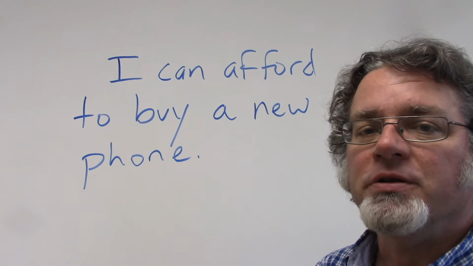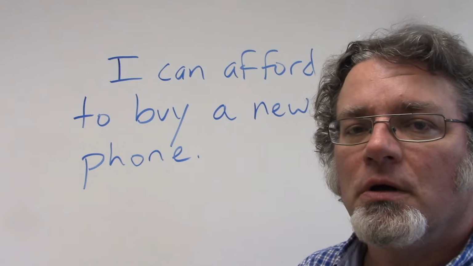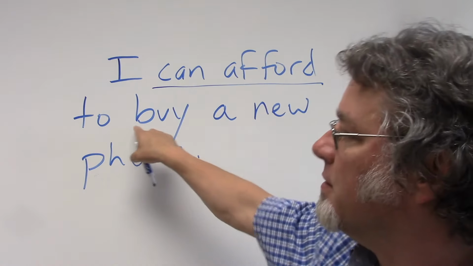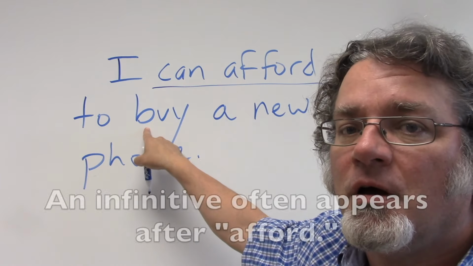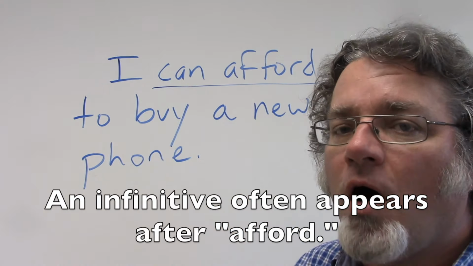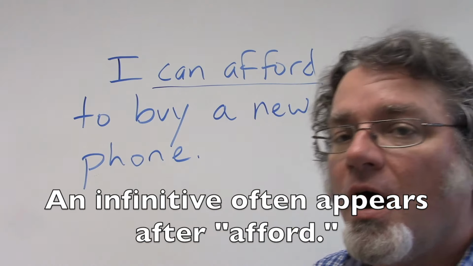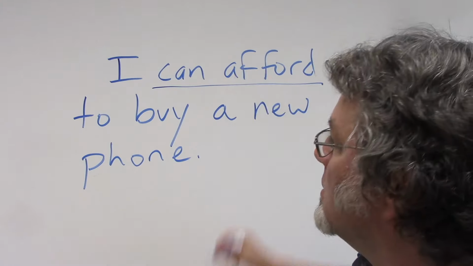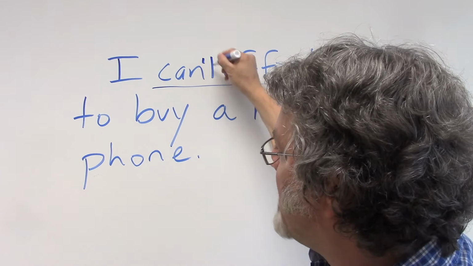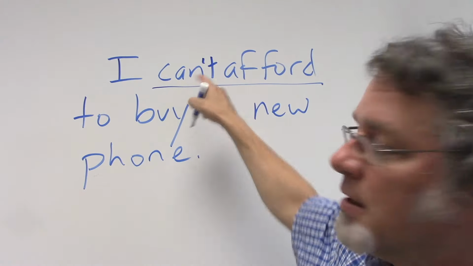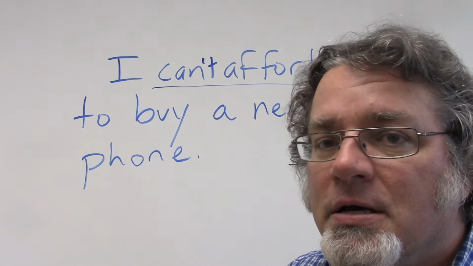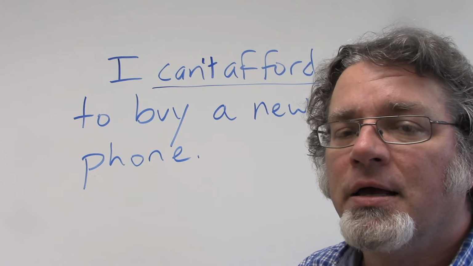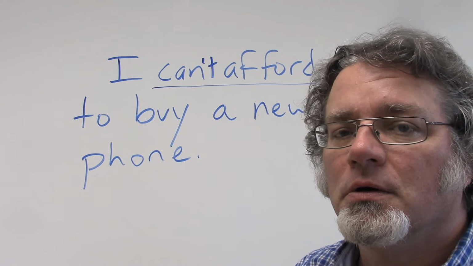I can afford to buy a new phone. Notice after can afford, there's this infinitive. An infinitive often appears after afford. To make this negative, just add the apostrophe T and form the word can't. I can't afford to buy a new phone.